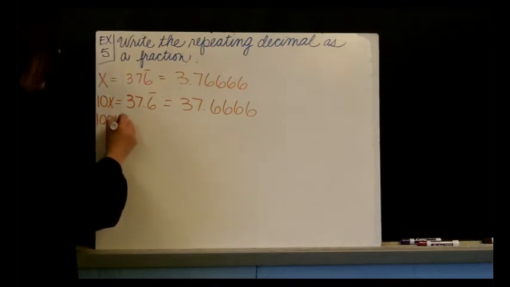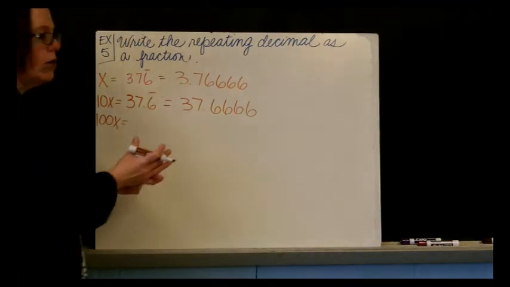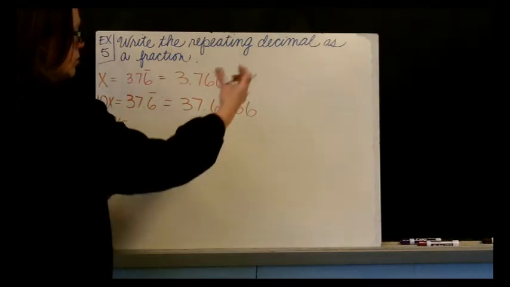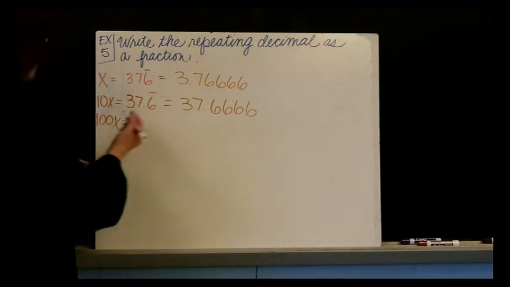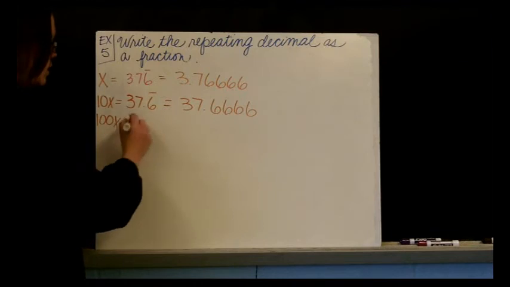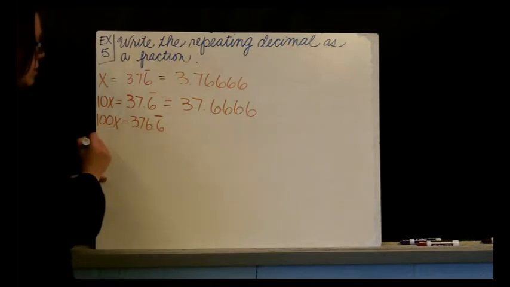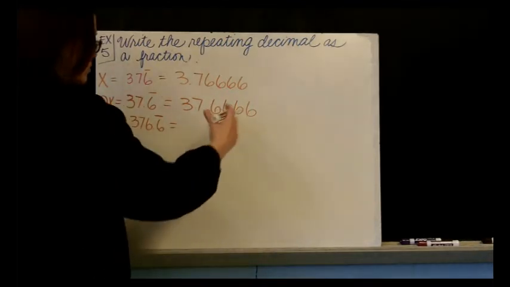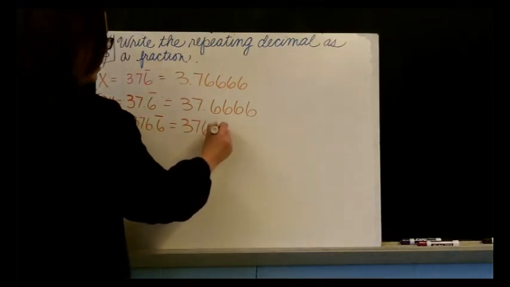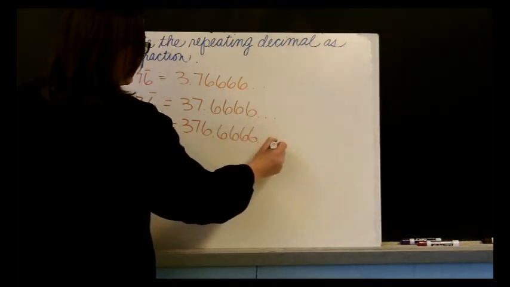Because what we want to do, in case it wasn't clear before, is have two numbers that have the same exact digits following the decimal so that we can get rid of them, so to speak. So 100x times 3.76 repeated is 376.6 repeated. And when I show that, what that means is 376.6666, and these are all repeated.